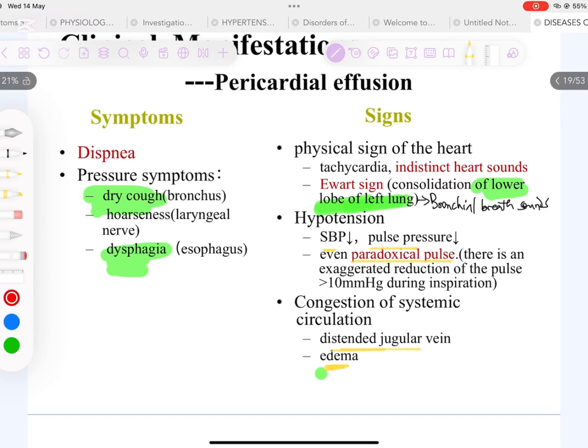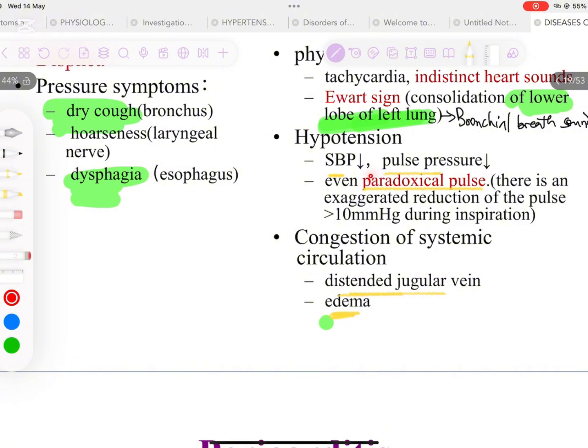So now, back to where we were. Hypotension. We are obviously going to expect a reduced systolic blood pressure. Now, why is this? If the heart is not filling well, whether atrial filling or diastolic filling, because the left ventricle is more compressed, it's not pumping enough blood. So of course, you're not expecting enough blood to be flowing through the body. Because of that, there's reduced pulse pressure, and it can even be paradoxical pulse, because there's an exaggerated reduction of the pulse.